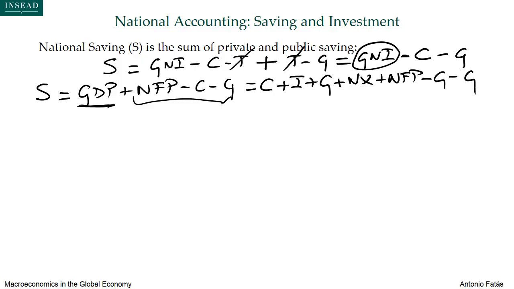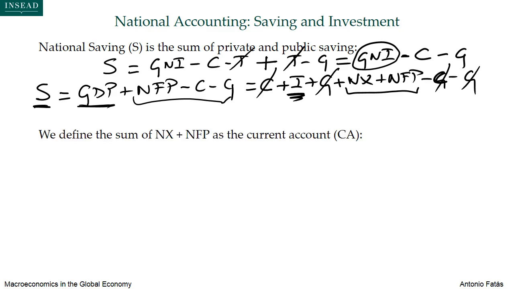Now, if we look at this expression, we can cancel government spending, and we can cancel consumption because they're both with positive and negative sign. And we have an expression that says the saving of a country is equal to the investment plus this term, which is the sum of net exports and net factor payments. It happens to be that the sum of net exports and net factor payments is what we call the current account of a country. So we get an expression that says the saving of a country is equal to the investment plus the current account.